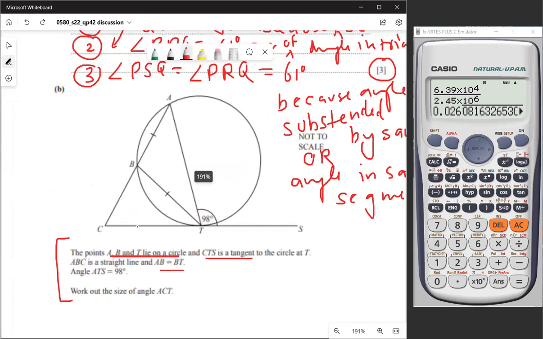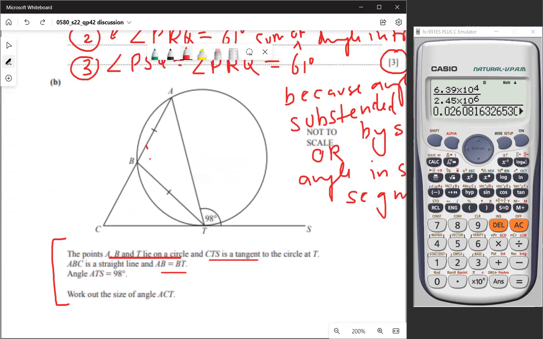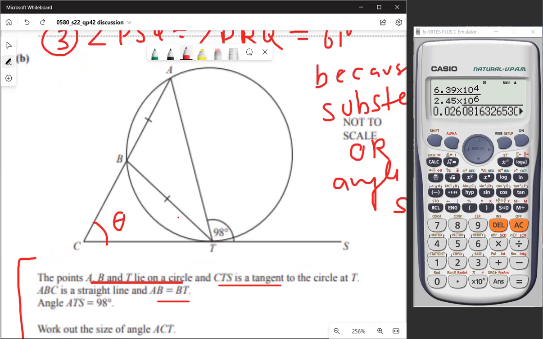Where's ACT? This one? Which one is it? Is this one? Wait, no. This one. Yes. Now how do I find this one? Now you need to realize that these are straight lines. This right here is a straight line, and it's a tangent. Fine. Okay. Now what you need to realize is, if it is a tangent, then we can still work out a few things.